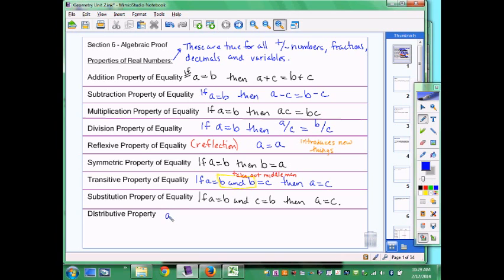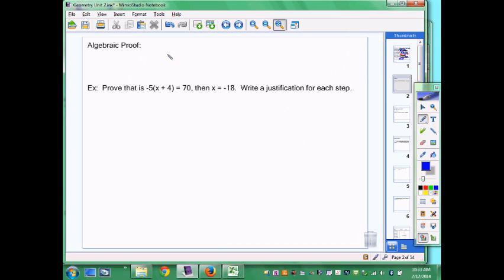Distributive property tells me that if I have multiplication to a parenthesis, every item inside the parenthesis gets multiplied by that item on the outside. And that's good for addition or subtraction. An algebraic proof. These are proofs using a series of algebraic statements.